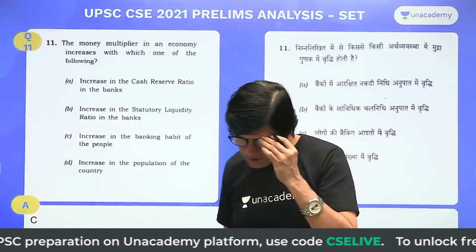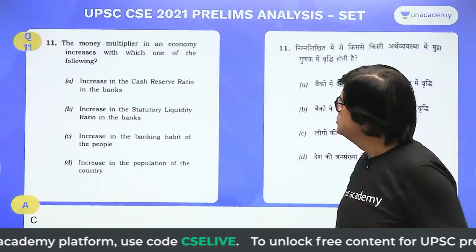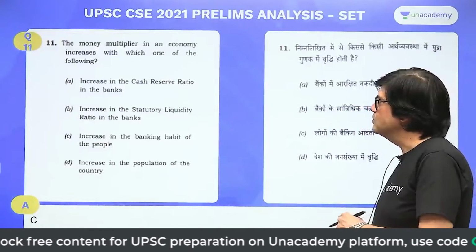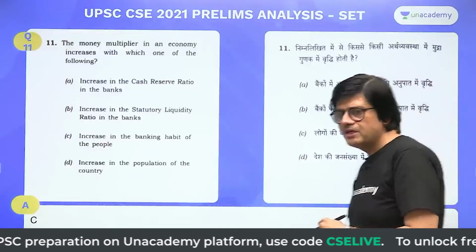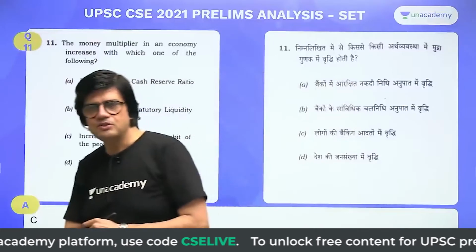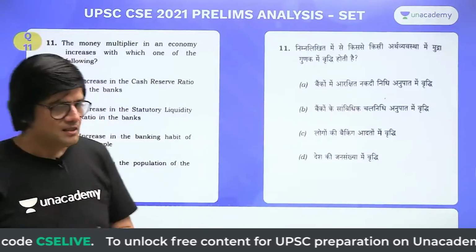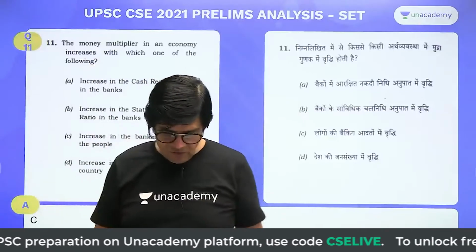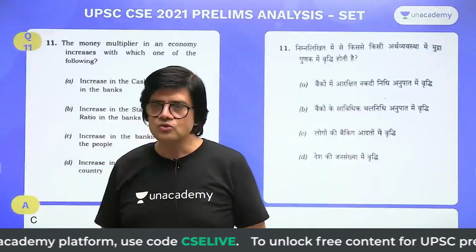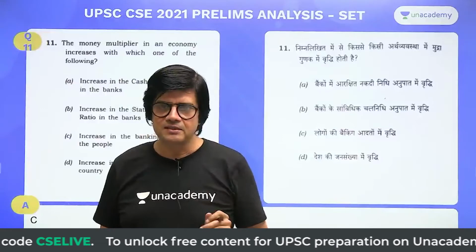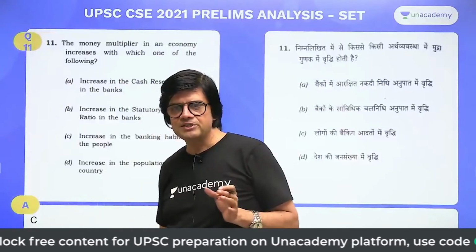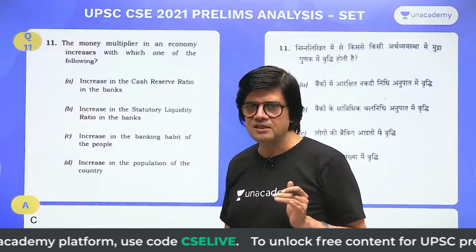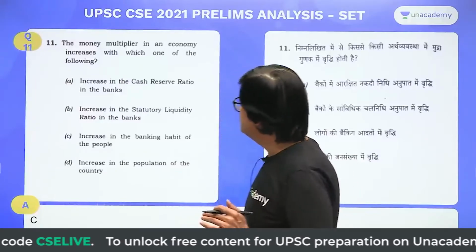Question number 11, now I am talking about money multiplier. The money multiplier in any economy increases with which one of the following? Now, money multiplier, first of all, what is money multiplier that you should know? Money multiplier is basically the ratio of commercial bank money to that of the central bank. So, whatever is the money held by the commercial banks, if we take the ratio of that with that of the money held by the central bank, that gives us an idea about the money multiplier.